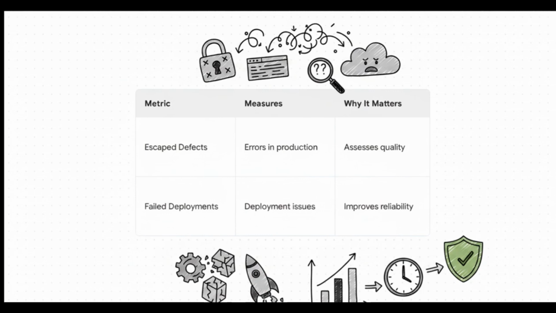Of course, delivering real value also means safeguarding against failure. First, we have to monitor escaped defects. These are those dreaded errors that somehow sneak all the way into production. Tracking this assesses how effective your quality assurance really is and helps you hunt down the root causes of those bugs. Alongside that, we track failed deployments, which point to issues in your actual deployment process. By keeping an eye on this, you improve release reliability, cut down on downtime, and make sure your awesome delivery speed isn't being ruined by a sloppy release.